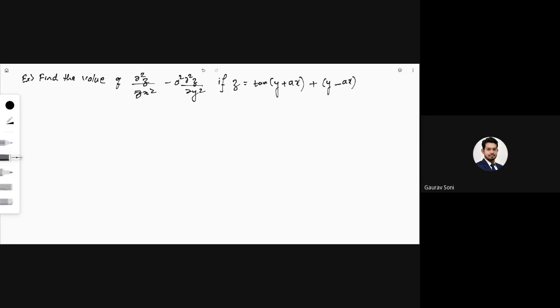Then example. Find the value of double 2z by double x square minus a square double 2z by double y square if z is equal to tan of y plus ax plus y minus ax raised to 3 by 2. Please do it.